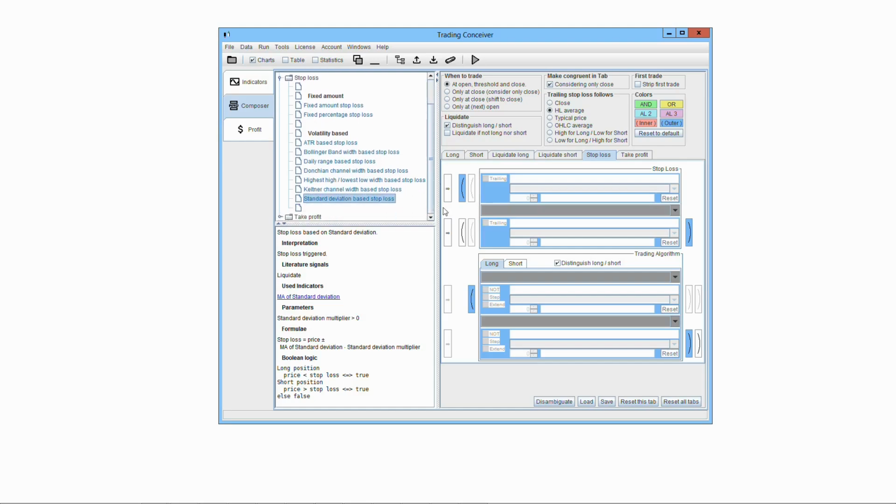This has been designed so that stop-loss algorithms can be affected by some other conditions, confirming the signal given by the stop-loss algorithm. The section at the bottom is further divided into two sub-tabs, long and short.